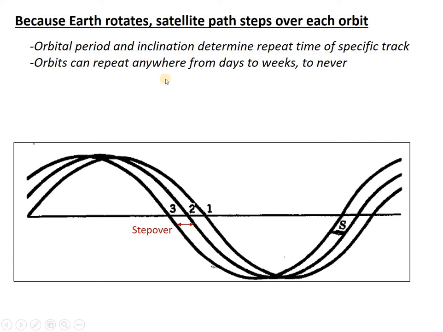And as I already mentioned, the orbital period and inclination will determine the repeat time of specific tracks. So most satellites are designed to lay down a bunch of tracks next to each other and then eventually repeat. So that repeat time could be anywhere from a day to weeks, or you could design orbits that actually would never repeat the exact same track.